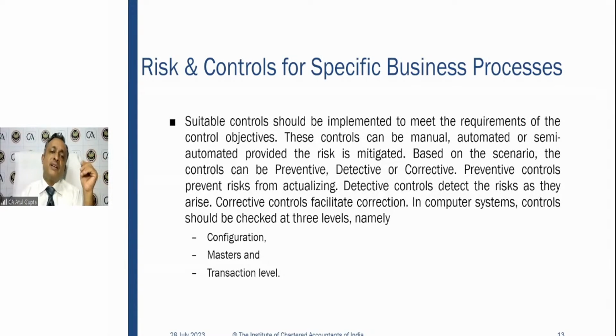Preventive controls prevent risk from actualizing. So prevention is better than cure. Detective controls detect the risk as it arises, and corrective controls reduce the impact of the resulting loss. So in a computer system, controls should be at all levels. The nature of control has to be preventive, detective, corrective. And when you talk of a system, it has to be at configuration, masters, and transaction level. So this is a very important discussion.